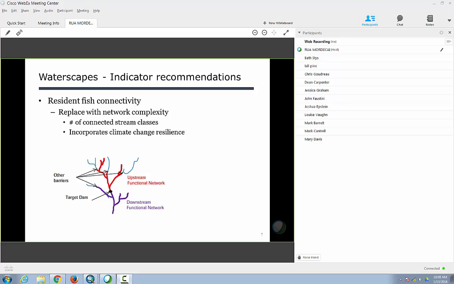We had some discussions earlier with some folks about the network complexity, and we'll be looking at a couple of options. One that's directly about connected stream classes, and another one that relies more on just overall network length. So we'll look at a couple of those next here.